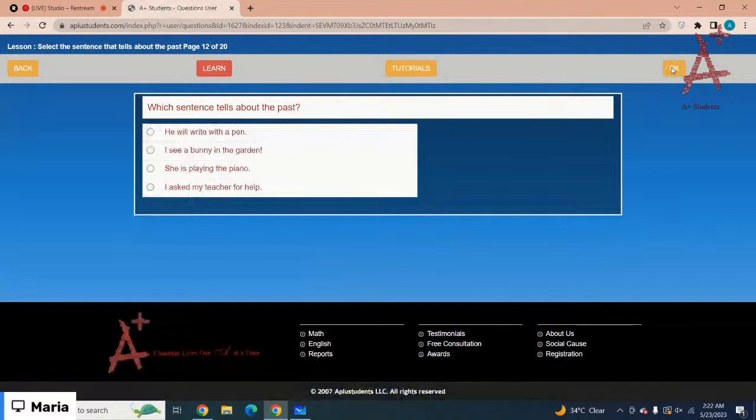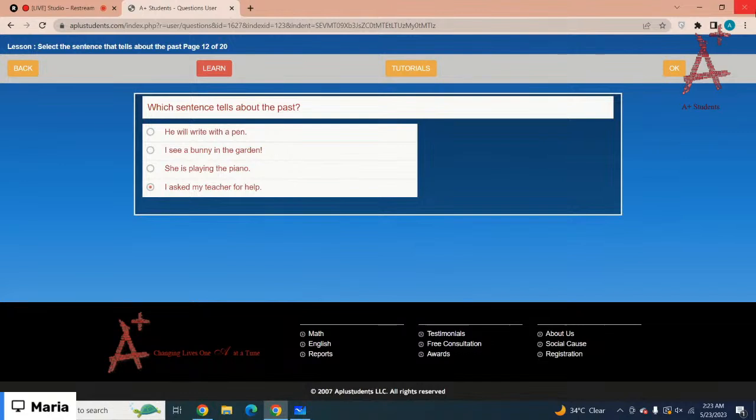Which sentence tells about the past? He will write with a pen. I see a bunny in the garden. She is playing the piano. I asked my teacher for help. So, which is the correct option? I asked my teacher for help. Got it?